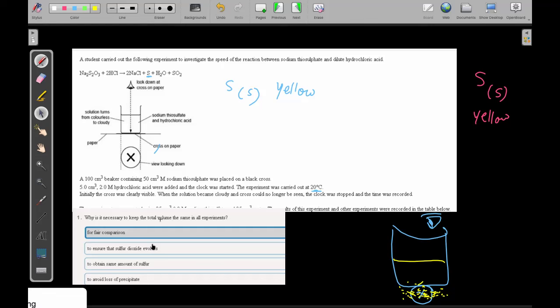Why is it necessary to keep the total volume the same in all experiments? Because you want to make a fair experiment. If you did the same experiment with a different amount of water, you would be able to see the X more easily, because there is less water. So the amount of water has to be the same so that there is a fair comparison.